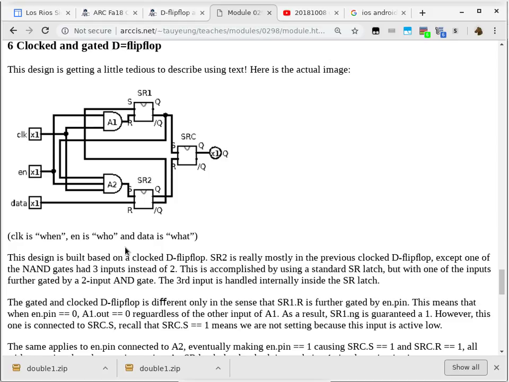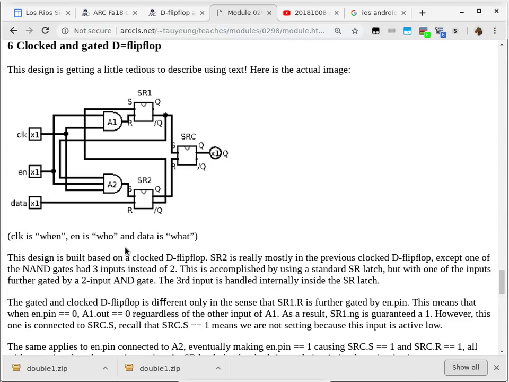Looks kind of about the same in terms of complexity compared to the previous one, but this one has got 3 SR latches. The previous one only has 2. So we got SR latch SR1, SR latch SR2, and SR latch SRC. And then we have 2 NAND gates, AND gates, sorry. This time they're AND gates. They do not have a little bubble at the output, so they're just regular AND gates. So we got A1 and A2 as regular AND gates. One has 2 inputs, the other one has 3 inputs.